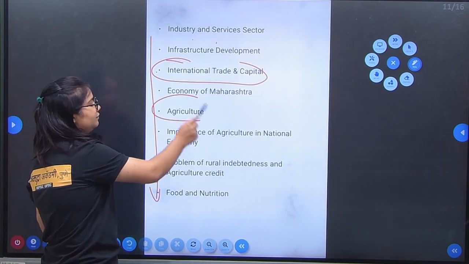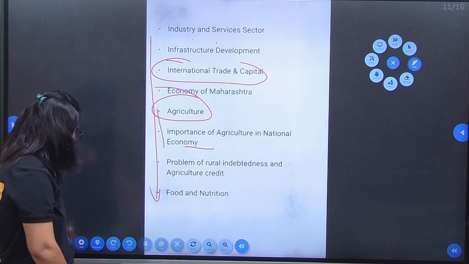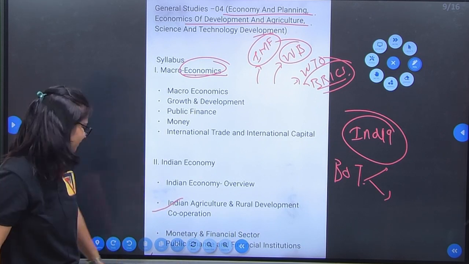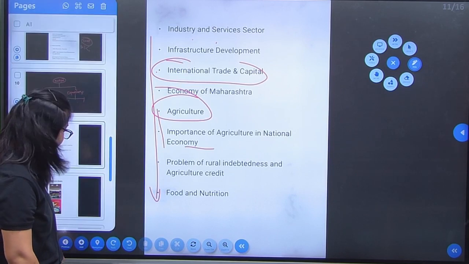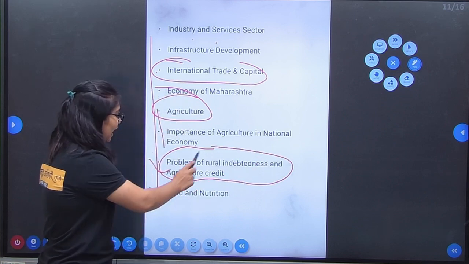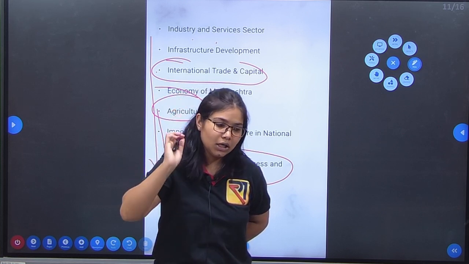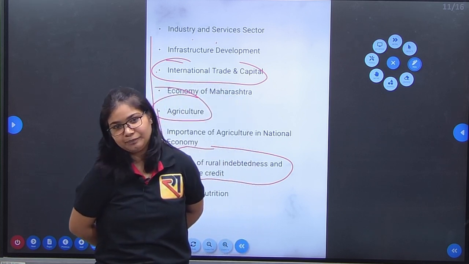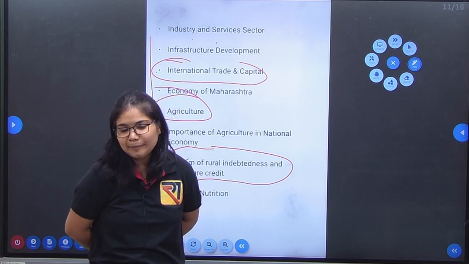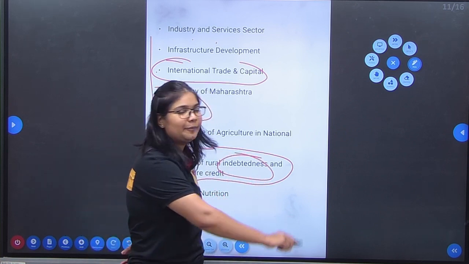Again, agriculture. Importance of agriculture in the national economy. This section is itself being dealt with in this section. Indian agriculture, rural development, cooperation, integrated. Then the problem of rural indebtedness and agriculture credit. You must have heard about the incidences of farmer suicide, right? One reason for farmer suicide is indebtedness.